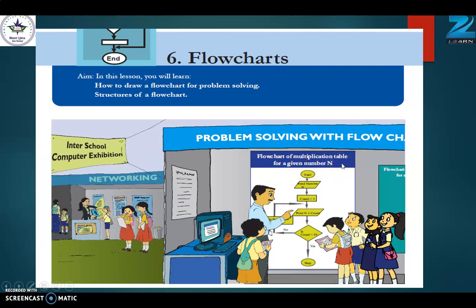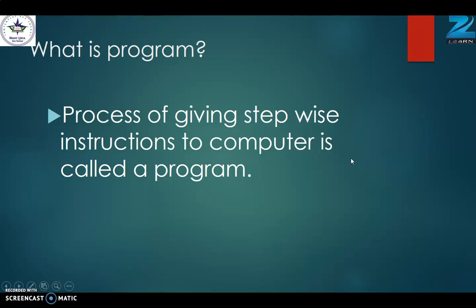So a question may arise why we are discussing this flowchart, where it is used. To understand flowchart, we must understand what is program first. Because when we want to create a program, then we have to give some instructions to the computer. That instruction must be in stepwise manner. What is program? The process of giving stepwise instructions to the computer is called a program.